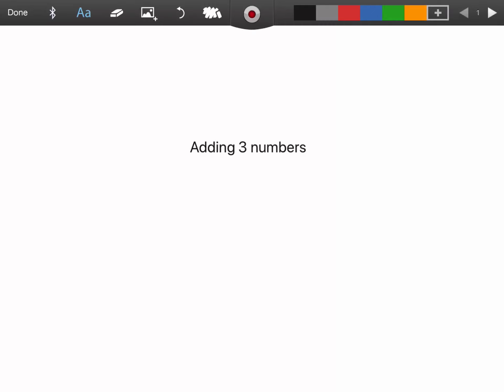Today, we're going to talk about adding three different numbers. We've actually done a lot of this and you haven't realized it, but there are some things we can do to kind of make this a little bit easier.